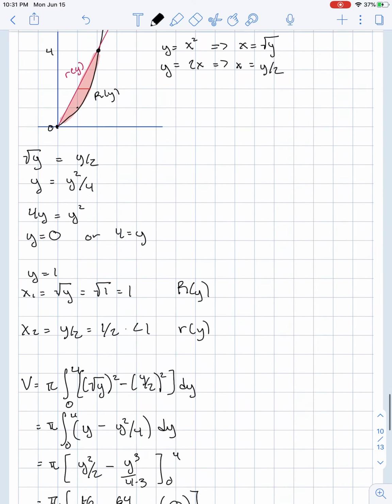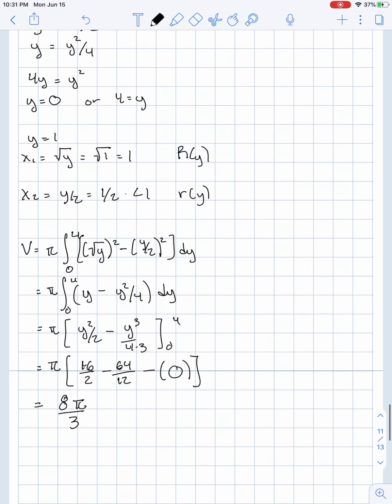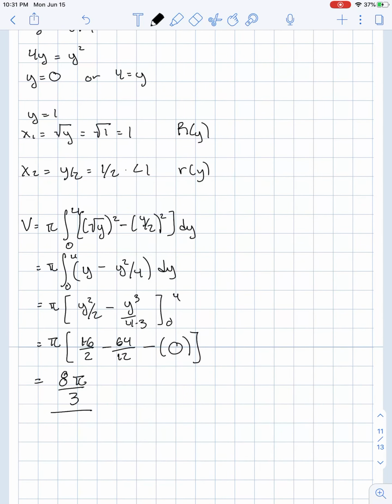All right. So I don't think I was given units, so I owe no units. And we're done. Okay, so I hope you guys got a lot of different types of examples for washer and disc and slices.